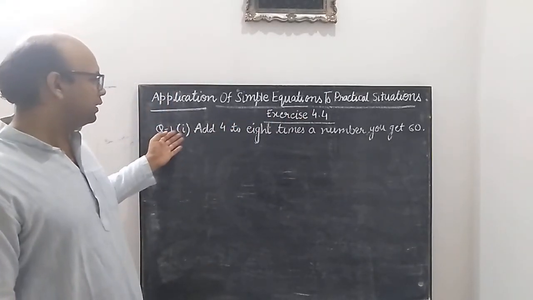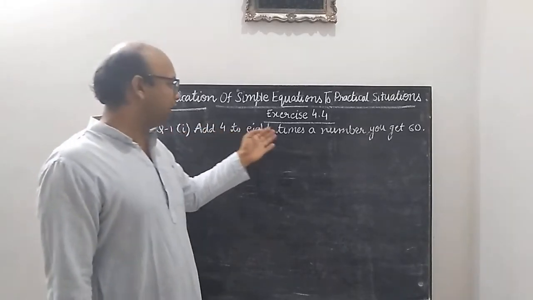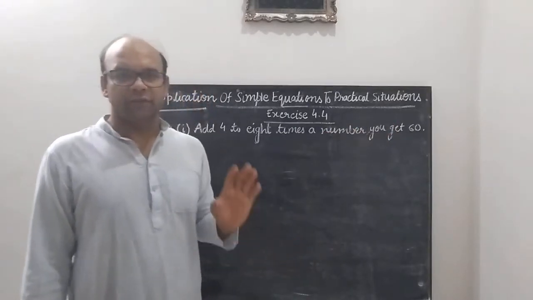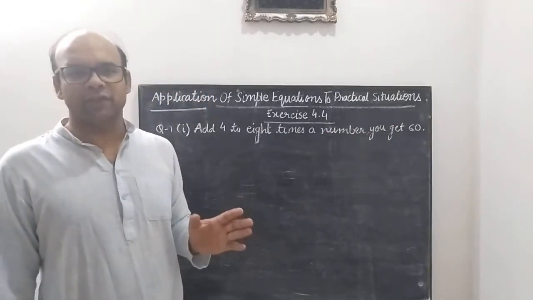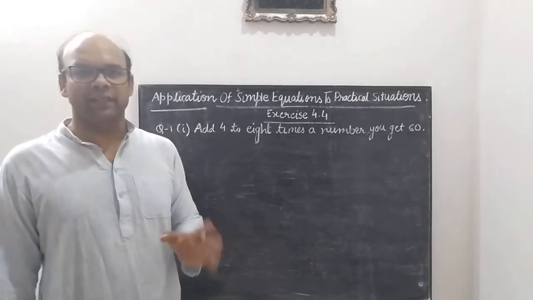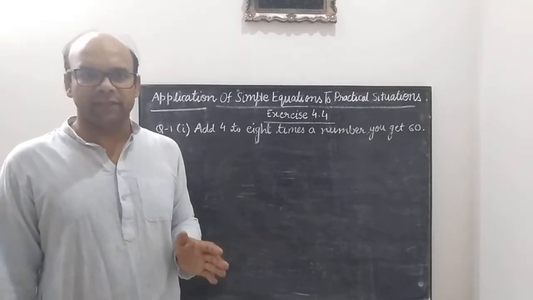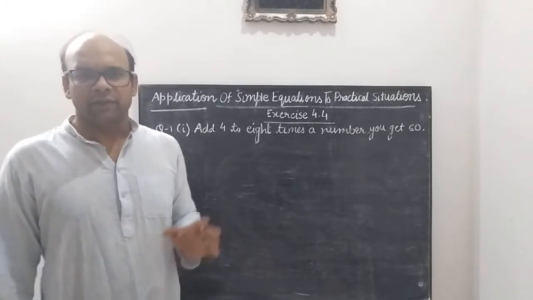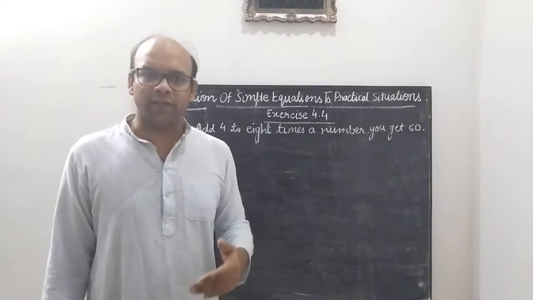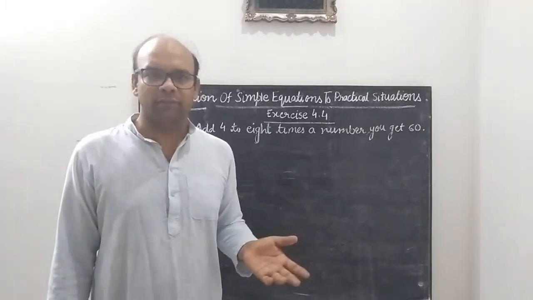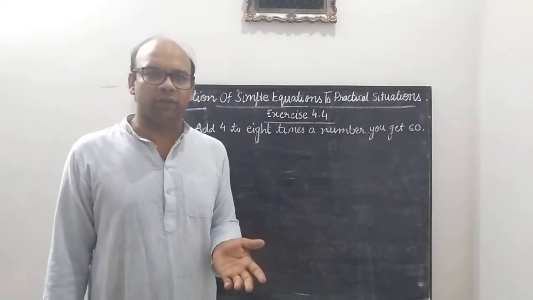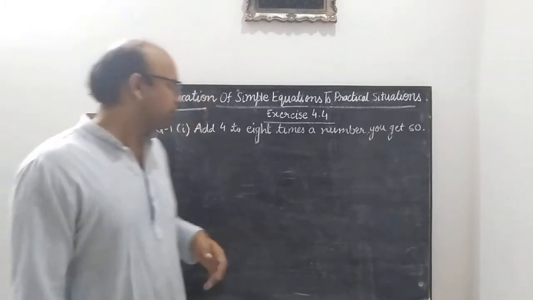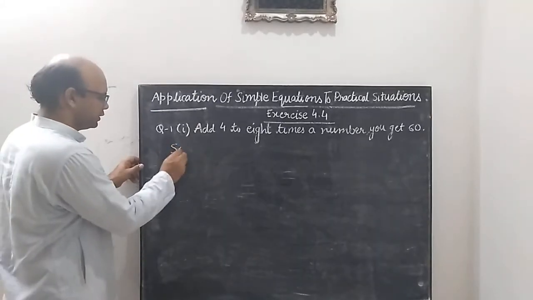Question number 1, add 4 to 8 times a number, you get 60. The first step in solving any of these type of word problems is that we first of all define the unknown quantity through a variable. Then after that we frame the equation and we solve it either by the method you learned in exercise 4.2 or 4.3. Okay, so we start with the solution.